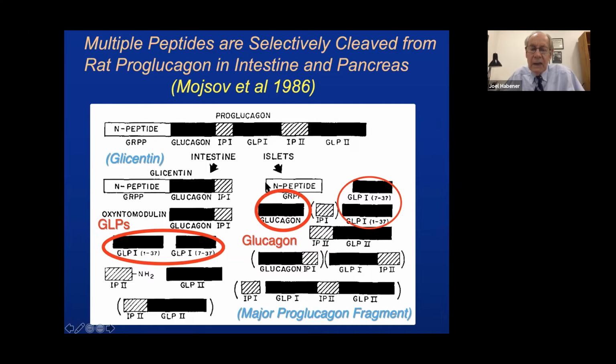In contrast, in the islets, the major hormone that was produced in the rat pancreas was glucagon, and the glucagon-like peptides were present, but at much lower concentrations than glucagon. And in addition, back in the intestine, the glucagon peptide is contained within a larger protein called glicentin, which had been identified in the intestine some years before.